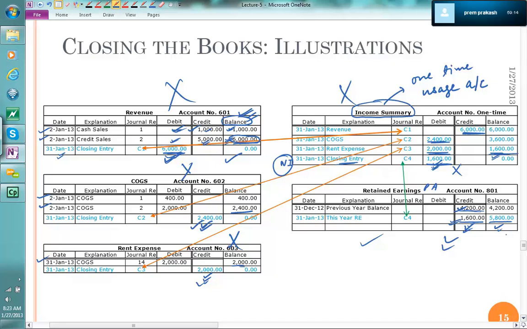Any doubt in this illustration? Sandeep, any doubt in this illustration? No. Gunjan? Yeah, that's fine. Okay, ji, good.